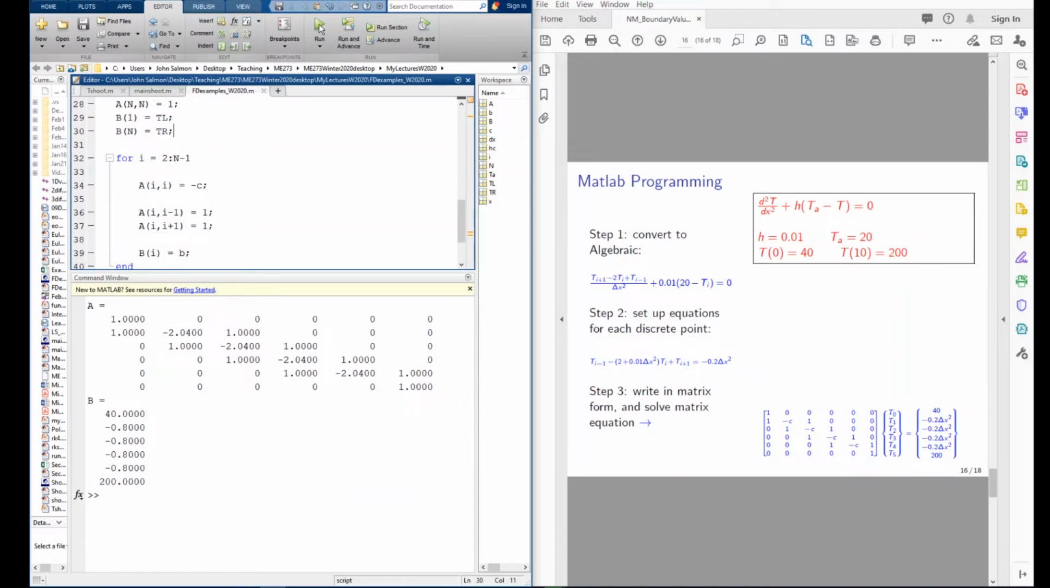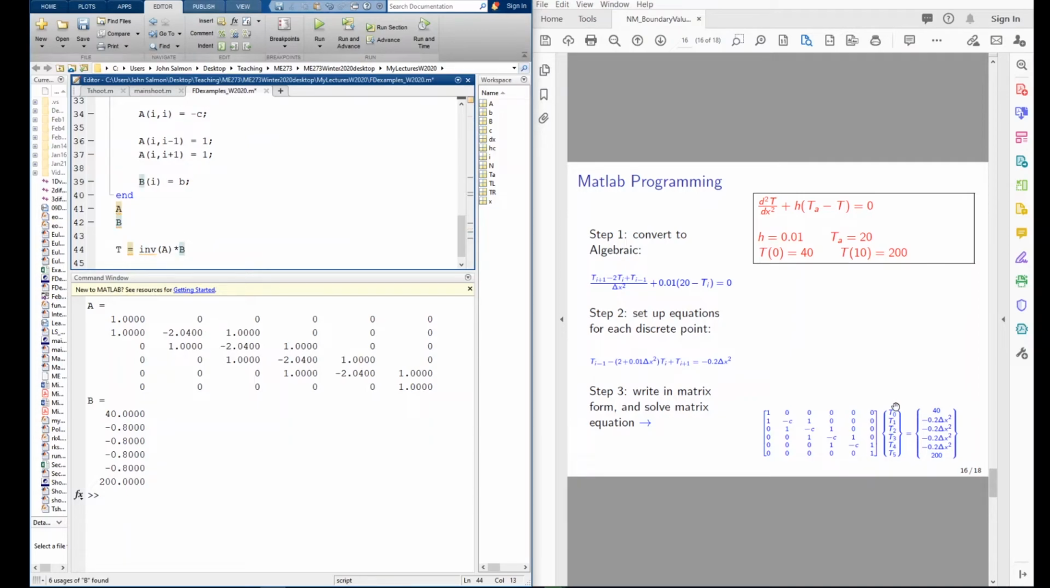Alright, I've got A and B, and MATLAB, of course, can implement a whole bunch of different techniques to solve a system of equations. I'm going to use the inverse of A and multiply both sides by that. Effectively, this vector right here, I'm going to call it the t vector.